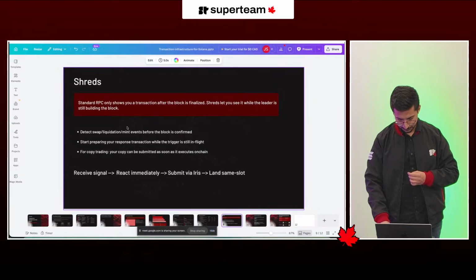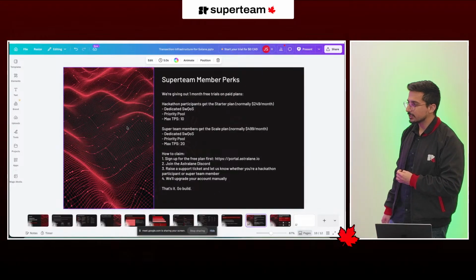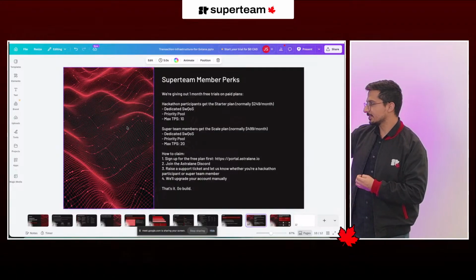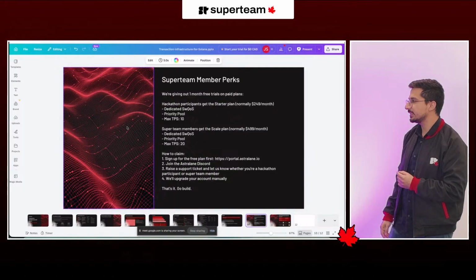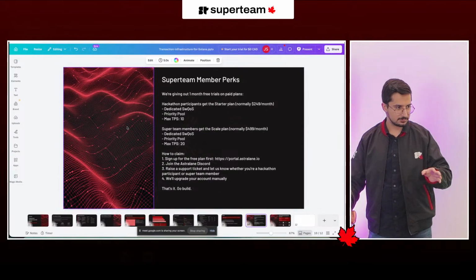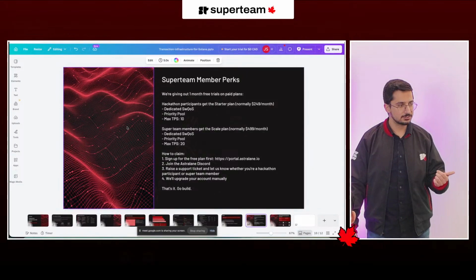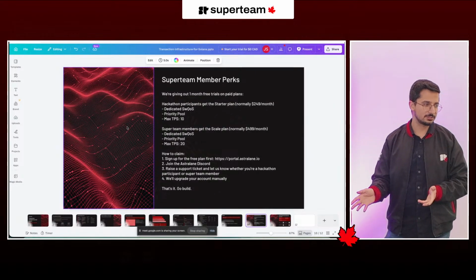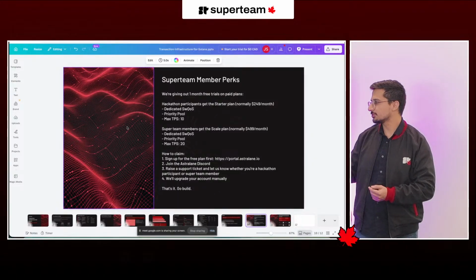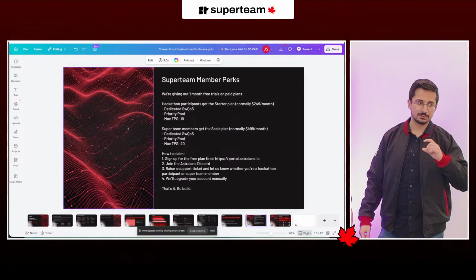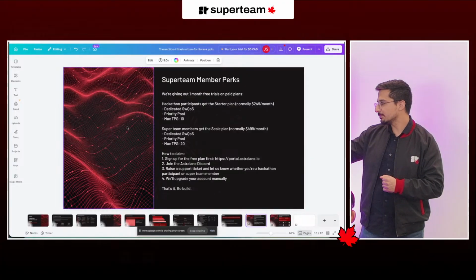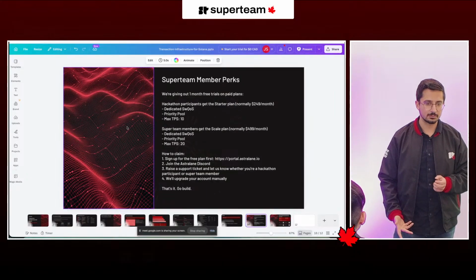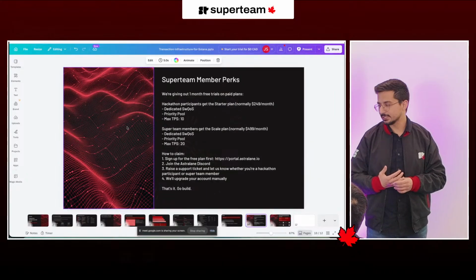Okay, perfect. So we also have Superteam member perks before I go into the live demo. All the hackathon participants get 1 month free access to the starter plan, which is $249 a month. It gives you access to 10 transactions per second, so you can build an app which can do 10 transactions per second, and it doesn't cost you anything. It gives you a priority pool, so it's fast transaction landing and all of that. Superteam members get access to the scale plan. The scale plan has access to the shreds as well, so you would be able to do a copy trading use case as well.